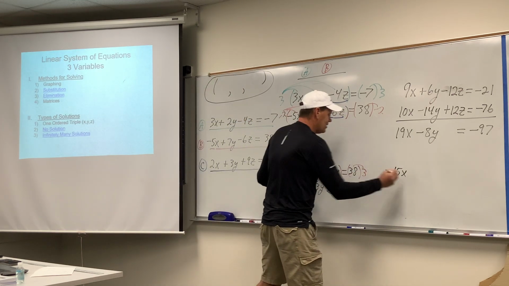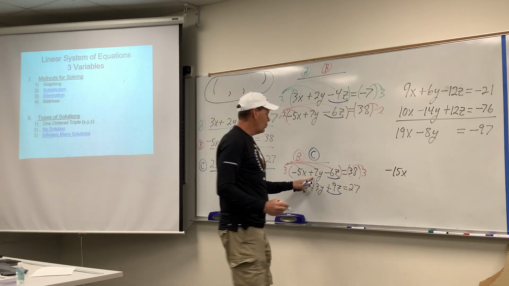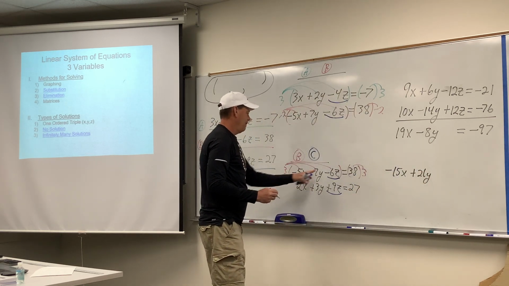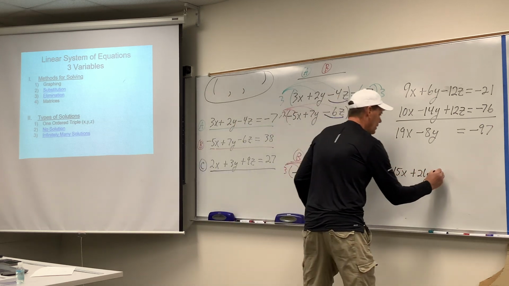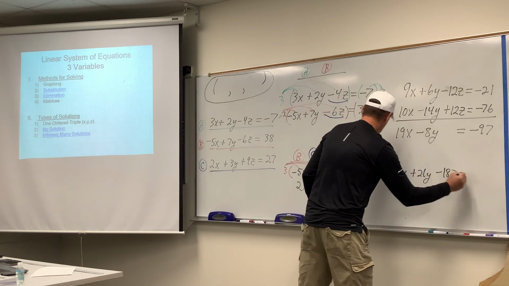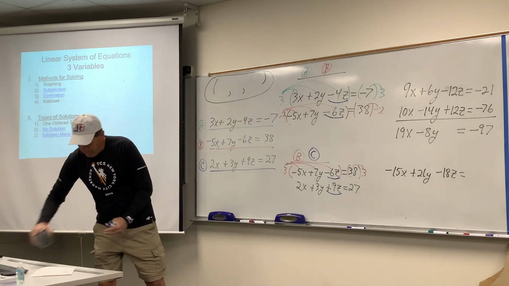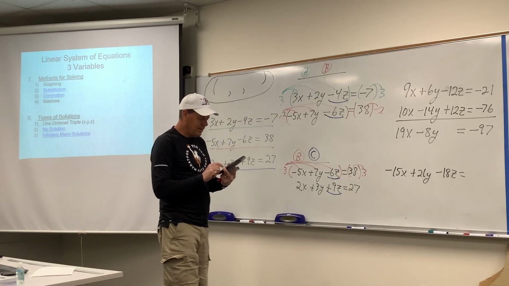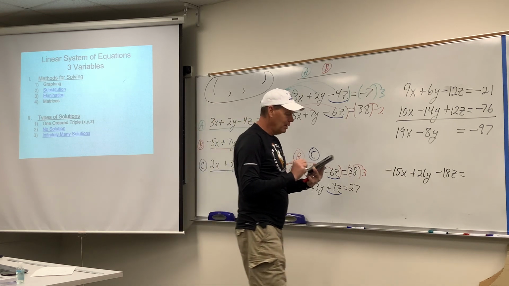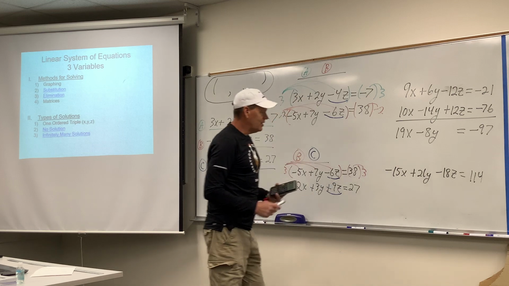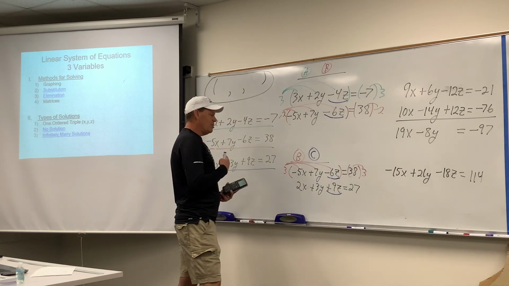Negative 15x, positive 21y, negative 18z, and 3 times 38. I'm going to be careful. 3 times 38, I think is 114, but I want to make sure. Indeed, it's 114. Double check your arithmetic as you go. It doesn't do any good to be in a hurry.